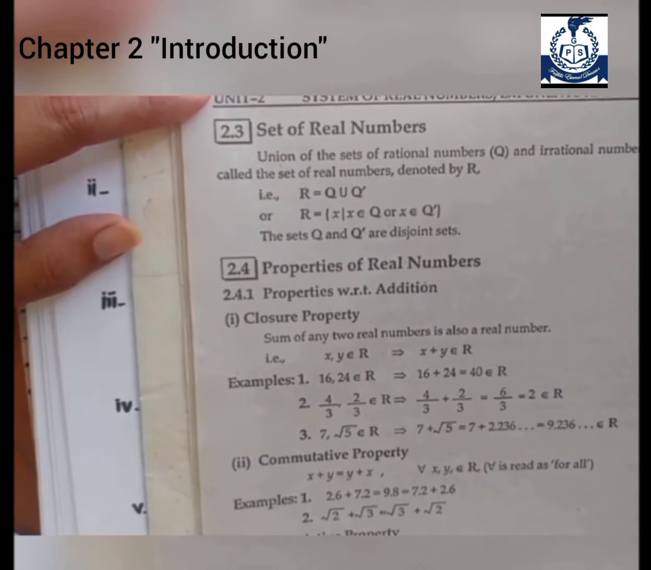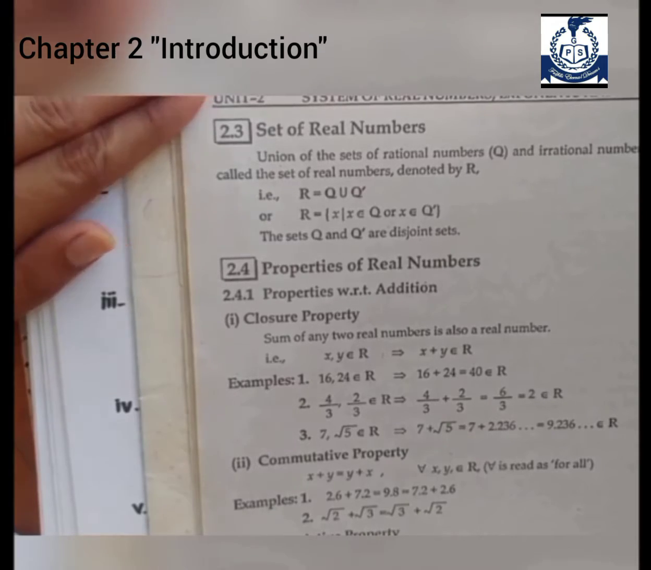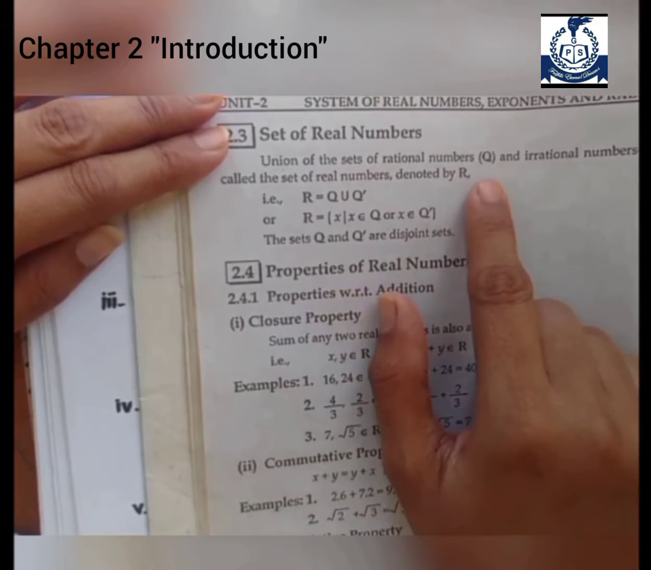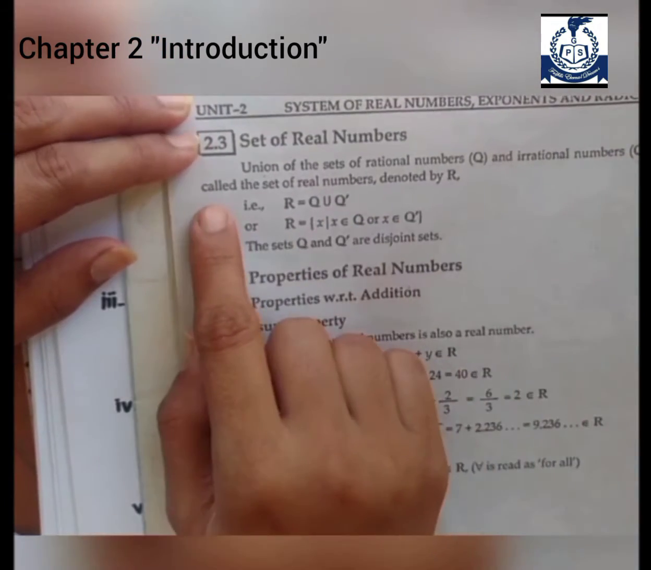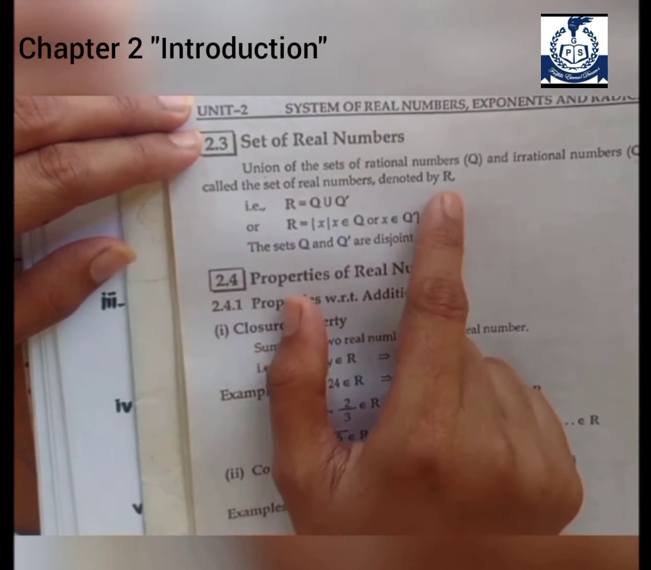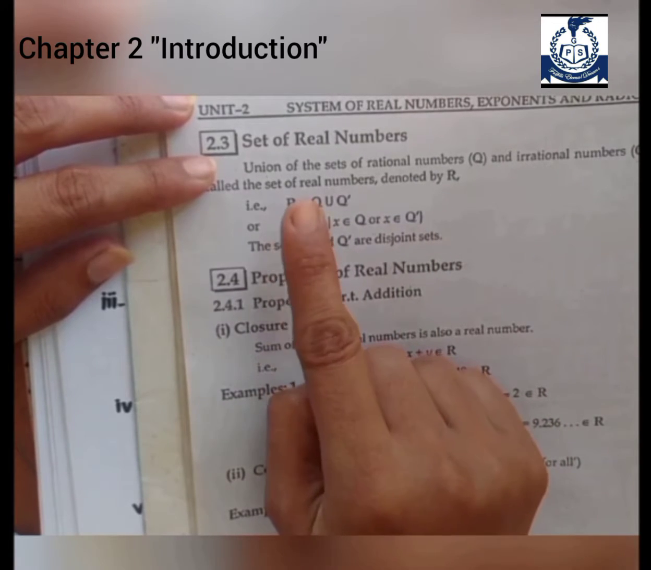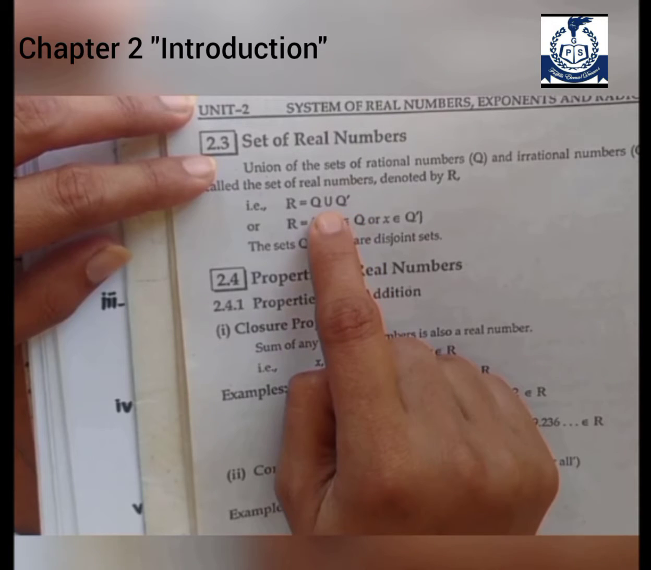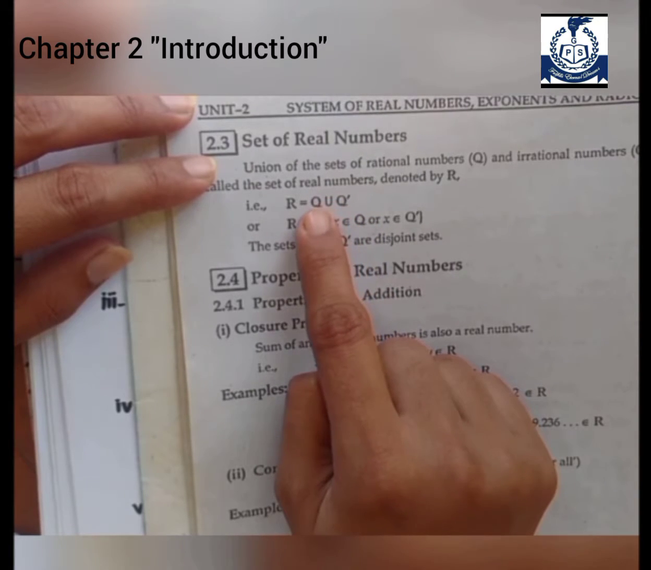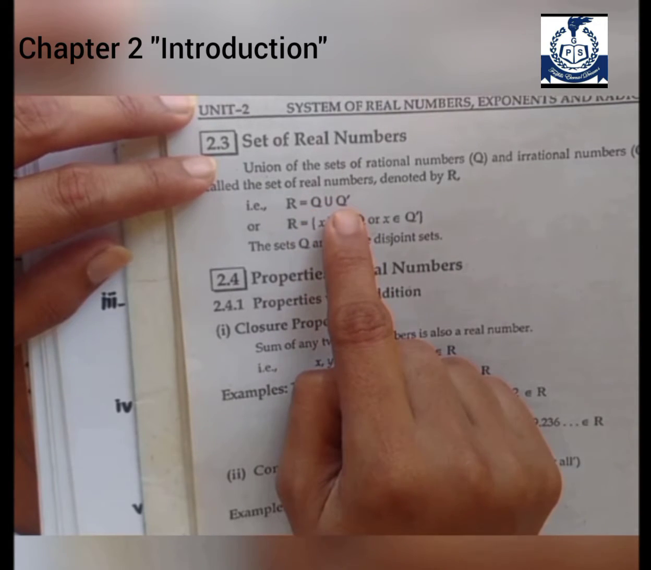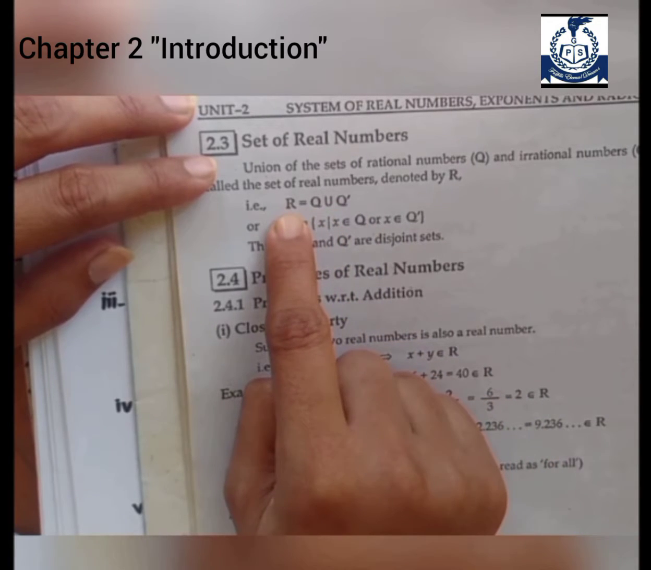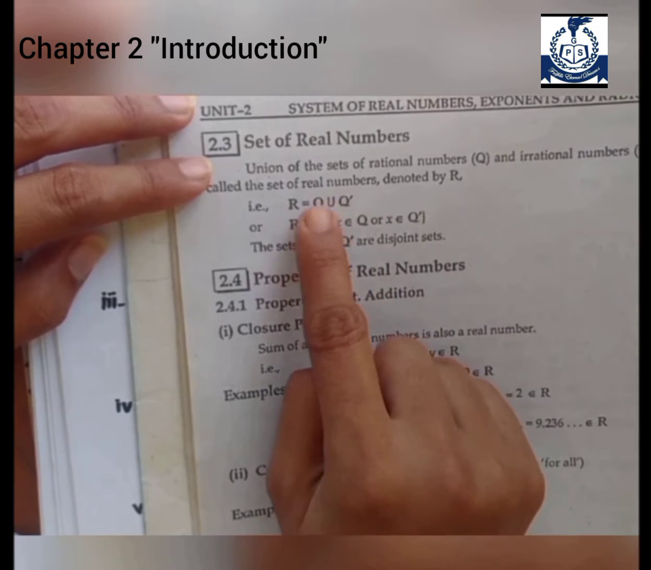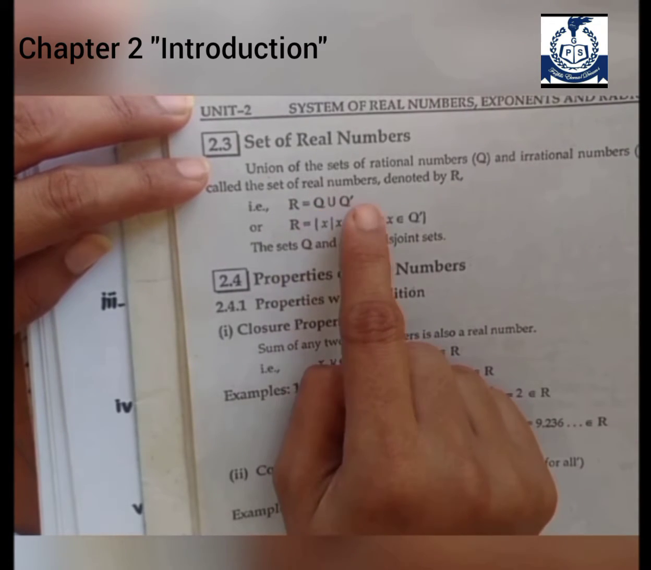Set of real numbers. Union of the set of rational numbers Q and irrational numbers Q dash, called the set of real numbers, denoted by capital R. Real number R is equal to Q union Q dash. Q rational and Q dash irrational, means real numbers equal the union of rational and irrational numbers.